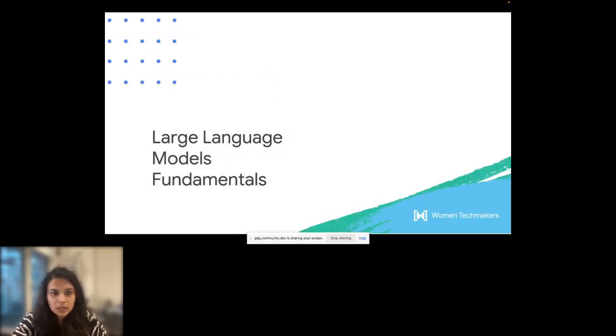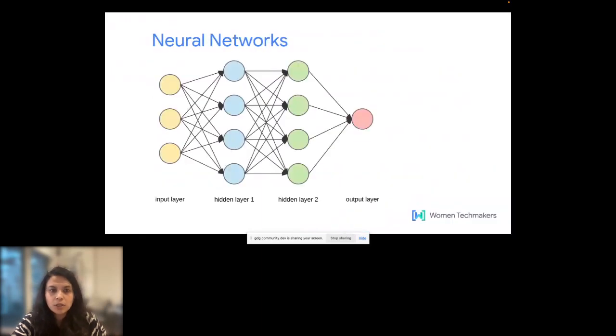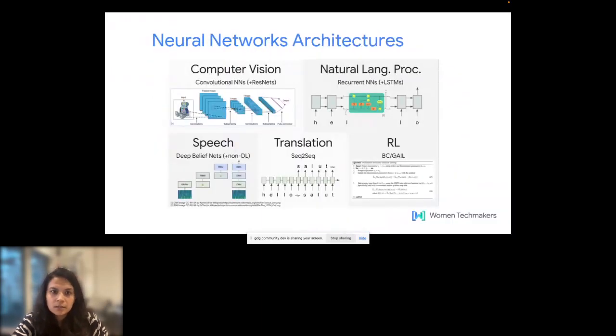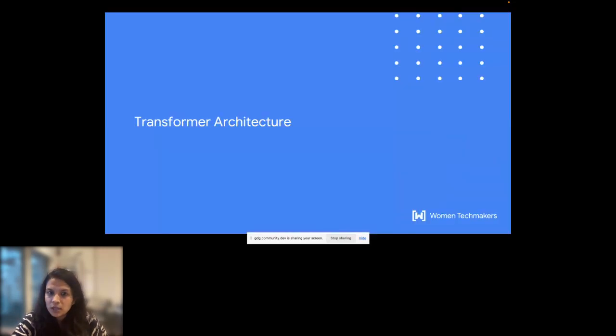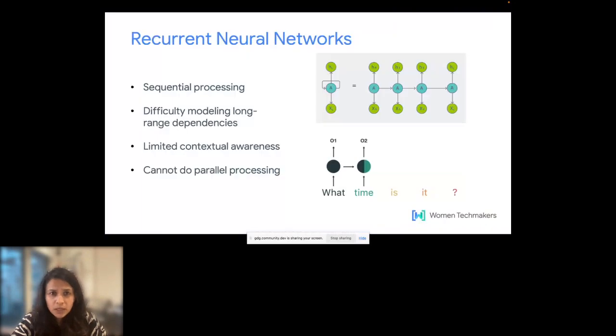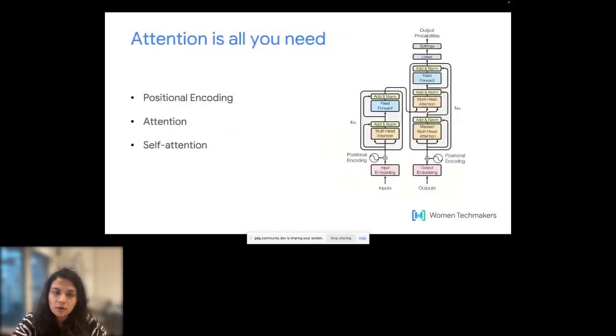So last week we started with the large language models fundamentals. We spoke about what large language models are, what neural networks are, and some of the common neural network architectures. And then we went into transformers. So we saw the shortcomings of RNN, where RNNs have limited contextual awareness and they have difficulty processing long range dependencies. And that's what was resolved using the transformer architecture.